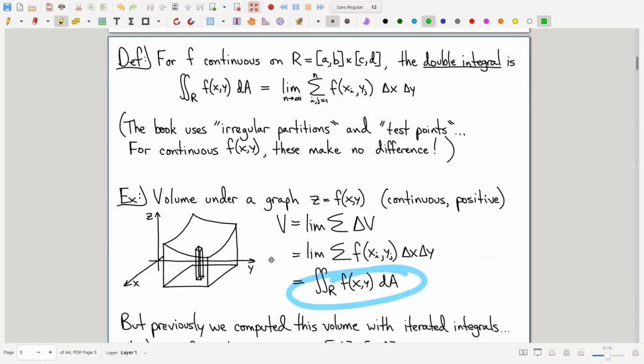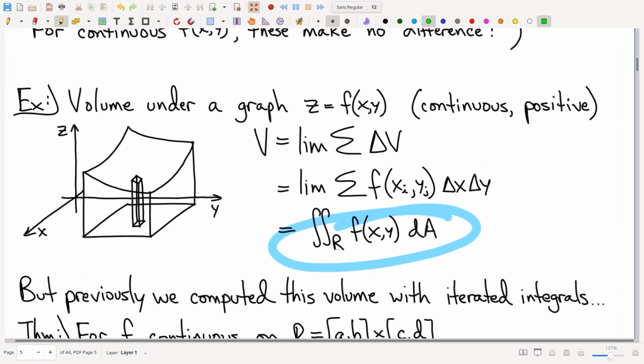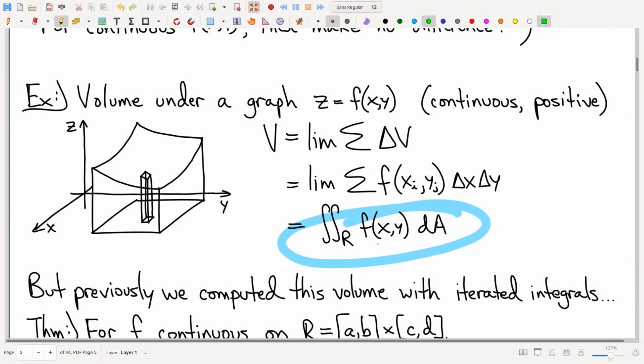If you look now at what I'm so proudly presenting as a better way to compute volume under a graph, this isn't a single variable integral. We don't have a multivariable fundamental theorem of calculus yet. So how do I compute this? Valid, right? I can't. We don't know. We don't have that tool.